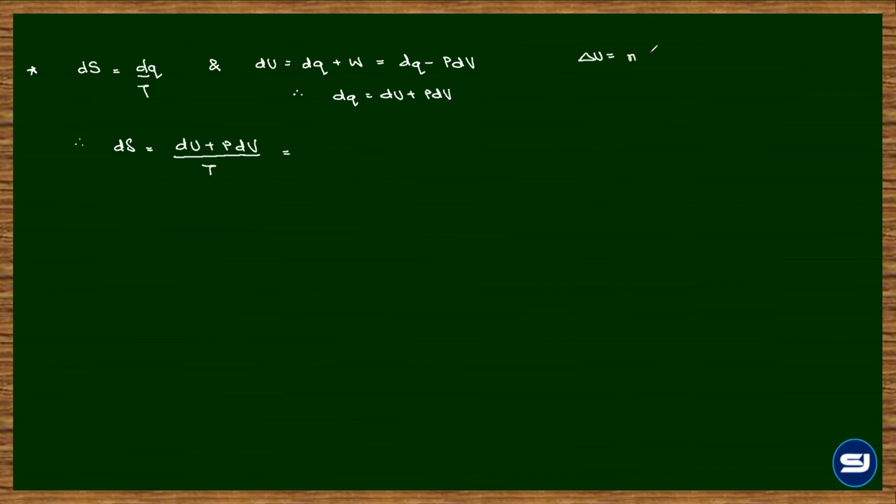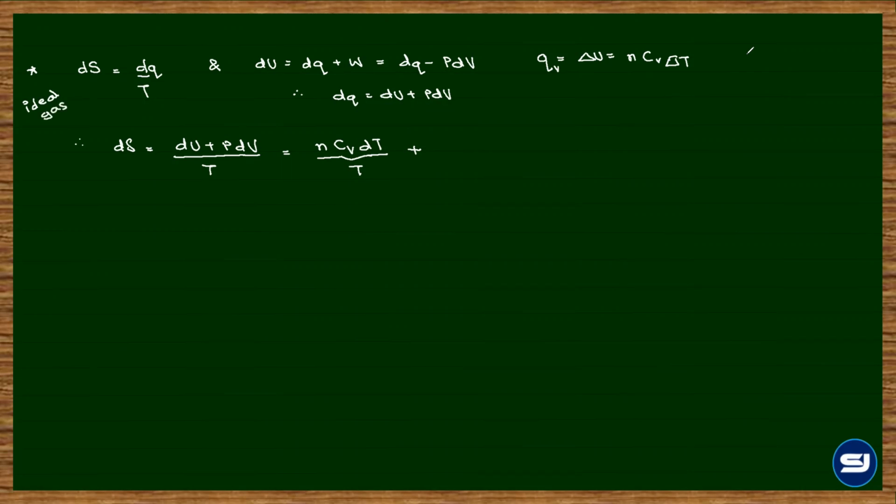Q, QP, no? It's qv. Q is n Cv delta T. So for a smaller change, I can write n Cv dT upon T, plus P dV by T. Now we are talking about this with regards to an ideal gas.